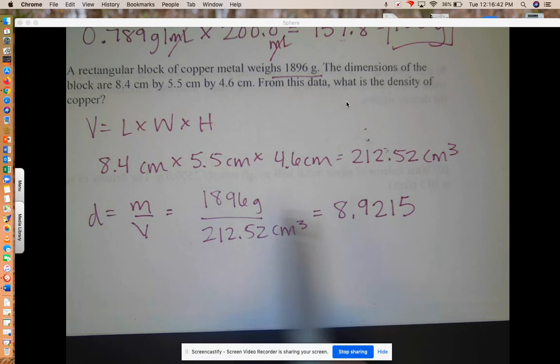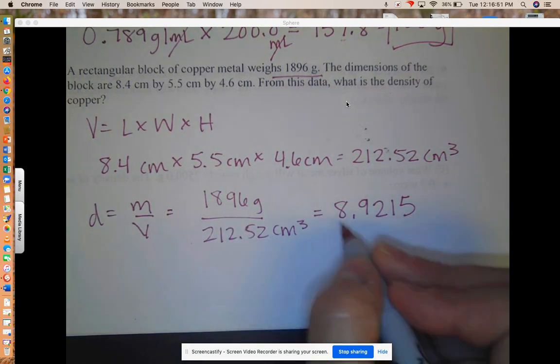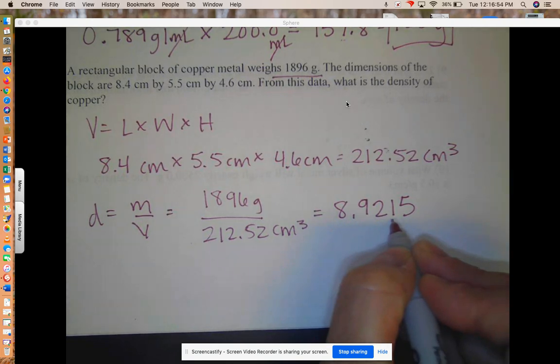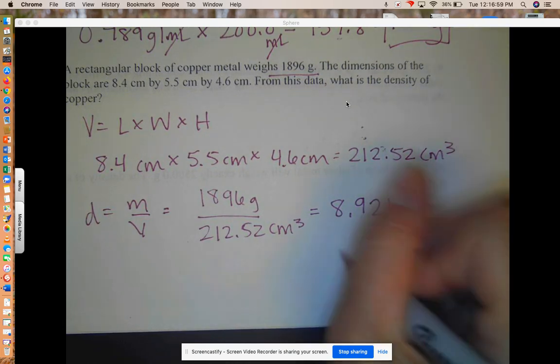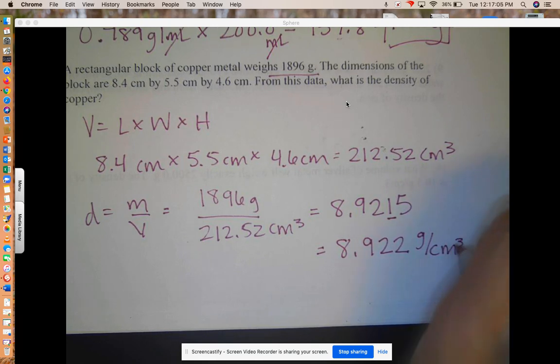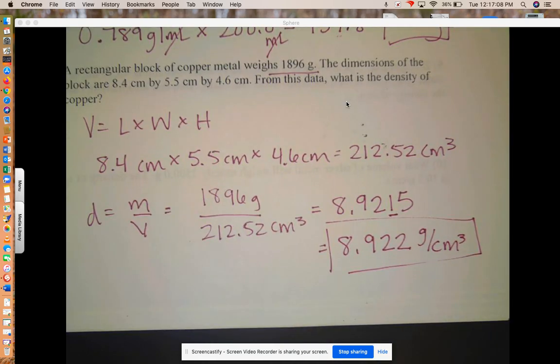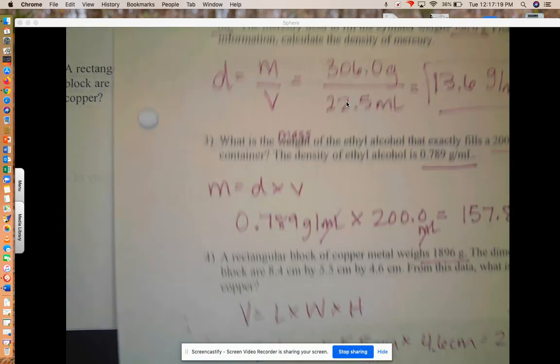And then let's go back and round. How many sig figs are right here? 4. And this one actually has 5. So my rounded answer needs to have 4. So I count from the front: 1, 2, 3, 4. That's the one I'm going to round. So I'll look right. It's a 5. So 8.922 grams per cubic centimeter. That's more accurate. Okay. So on the back of the worksheet, you have 6 more problems to work on your own, and then you're going to turn this in to me before you leave, and we'll stop there.